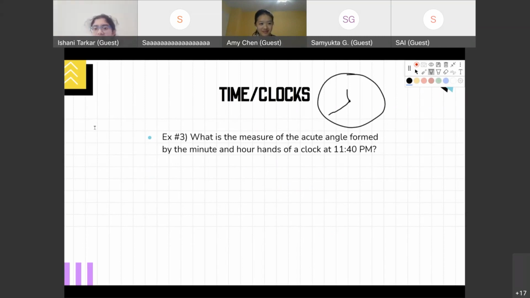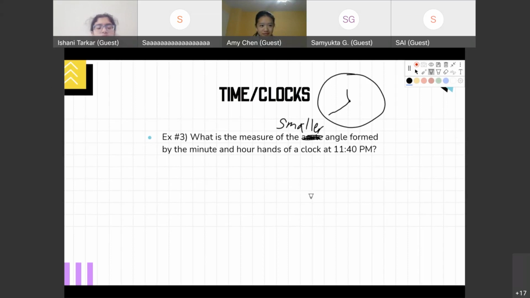That looks a bit more like 12, kind of, but not really. Okay, anyways, and yeah, not acute. So what is the measure of the smaller angle formed by the minute and hour hands at 11:40?